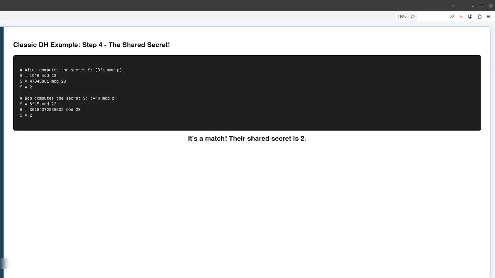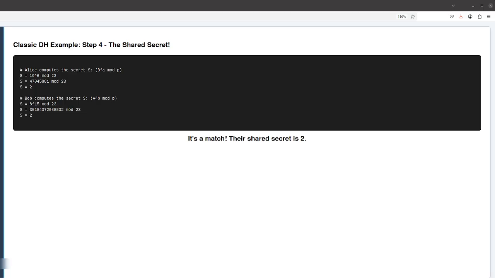Classic DH example. The shared secret. This is the final step where the magic happens. Alice takes Bob's public key, B equals 19, and raises it to the power of her own private key, a equals 6. Her calculation is 19 to the power of 6 modulo 23. This is a huge number, but when we take the remainder after dividing by 23, the result is 2.